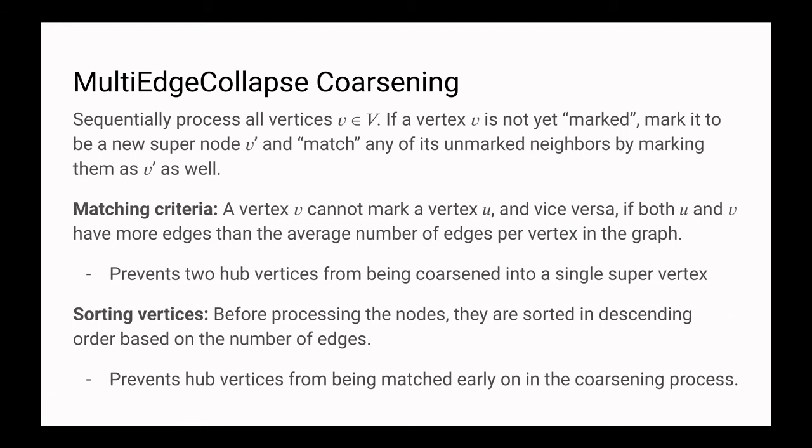But in doing this, we have another heuristic, which is called the matching criteria. A vertex V cannot mark a vertex U, and vice versa, if both U and V have more edges than the average number of edges per vertex in the graph. This rule prevents two hot vertices from being coarsened into a single supervertex, and this highly increases the coarsening efficiency and effectiveness.